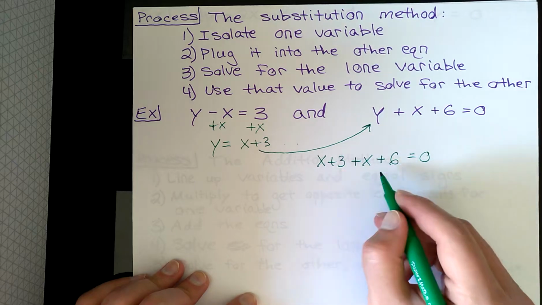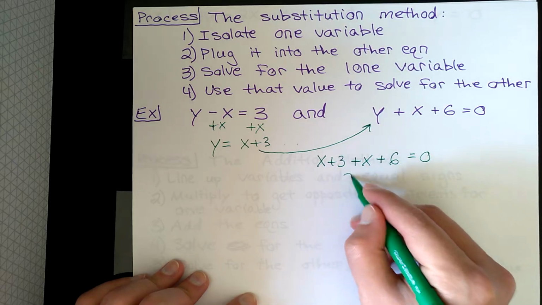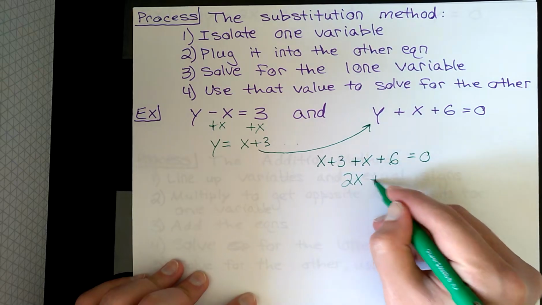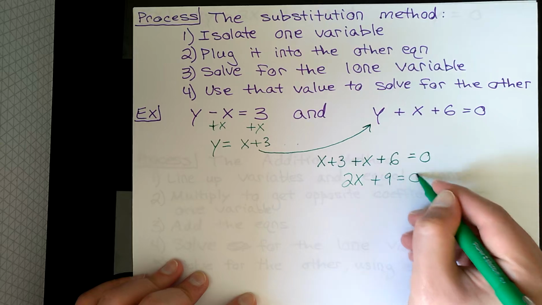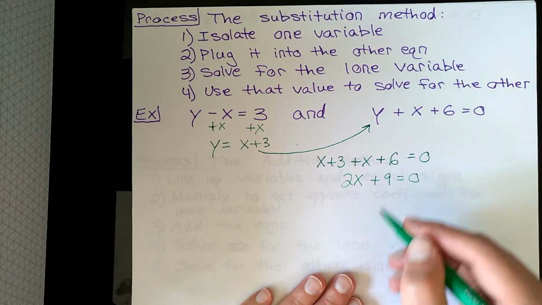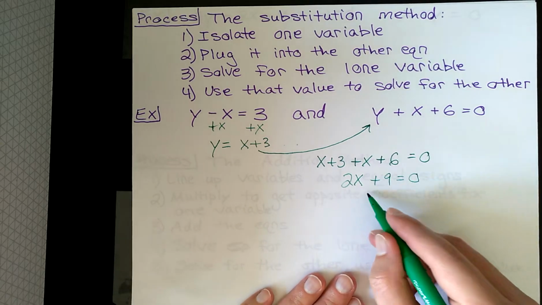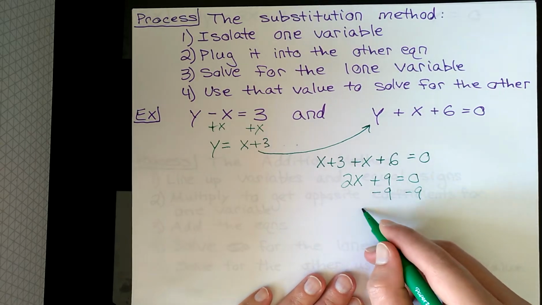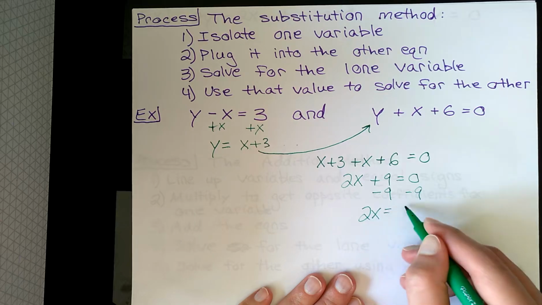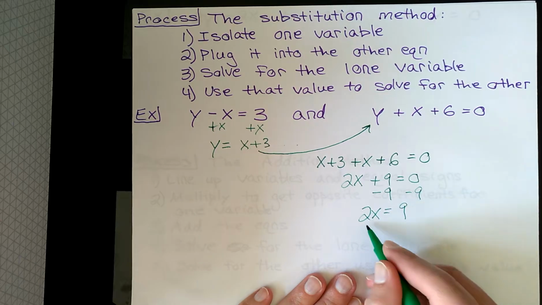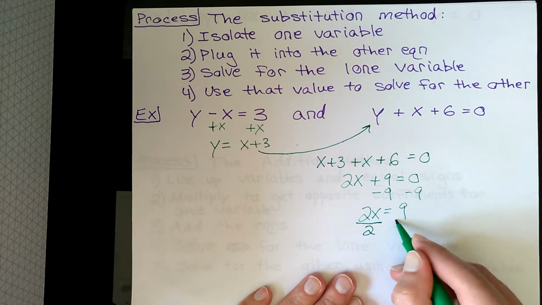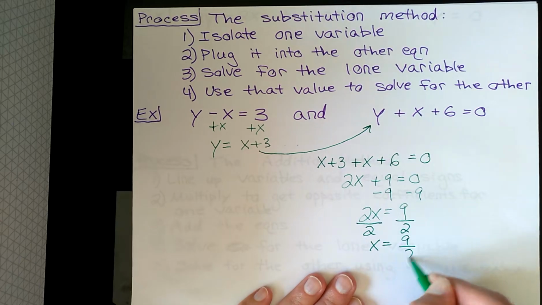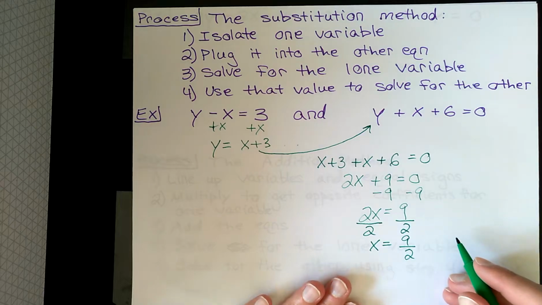If we combine our like terms, x plus x gives us 2x, 3 plus 6 gives us plus 9, and that's equal to 0. Solving for x, we'll subtract 9 from each side to get 2x equals 9, and dividing each side by 2, we have x equals 9 halves.